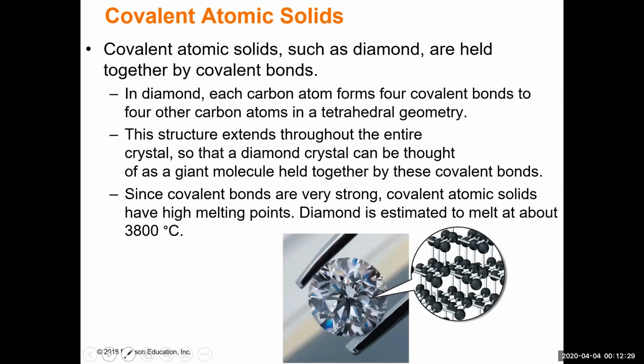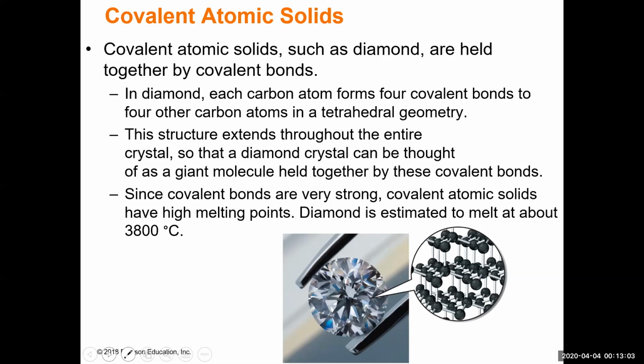So we have covalent atomic solids such as diamond. They're held together by covalent bonds, as we said before. In a diamond, each carbon atom forms 4 covalent bonds to 4 other carbon atoms. And they form a tetrahedral geometry, each of these central carbon atoms. And the structure will continue throughout the crystal.